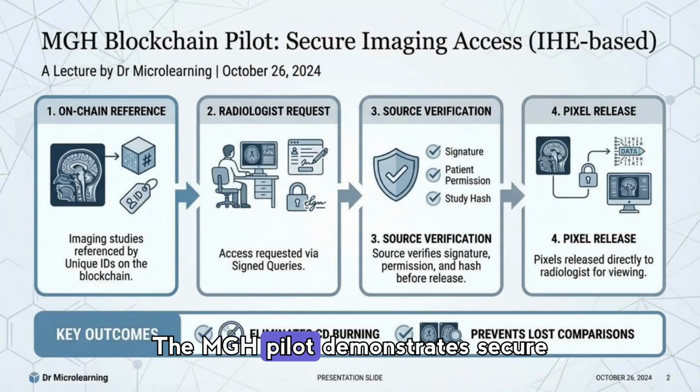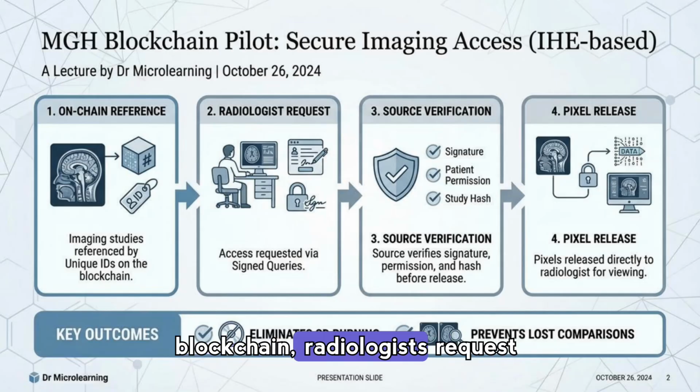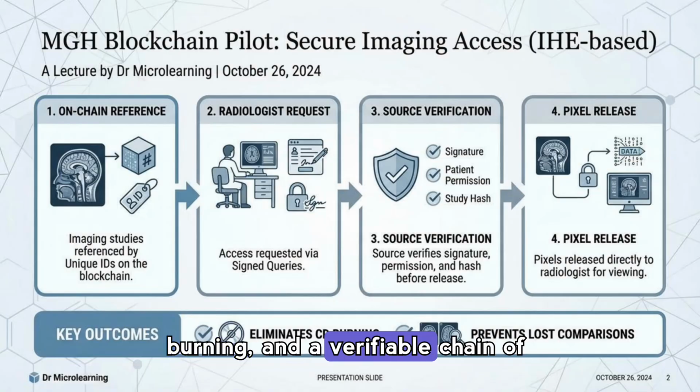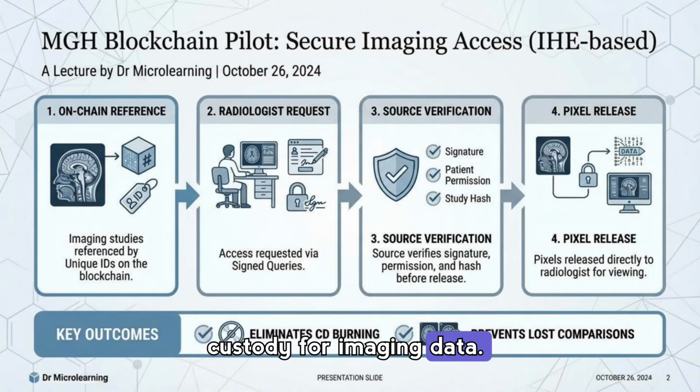The MGH pilot demonstrates secure imaging access using on-chain references. Imaging studies are referenced by unique IDs on the blockchain. Radiologists request access via signed queries. The source verifies signature and study hashes, and pixels are released directly to authorized viewers. The result is faster comparisons, no more CD burning, and a verifiable chain of custody for imaging data.